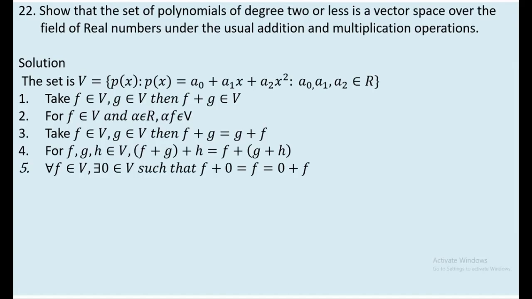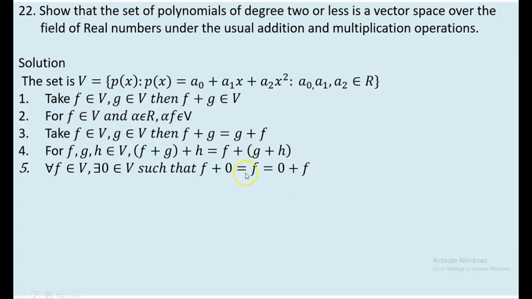And proceeding to the fifth one, students, for whatever function you may take within V, there exists an identity function 0 in V such that the sum can be what?